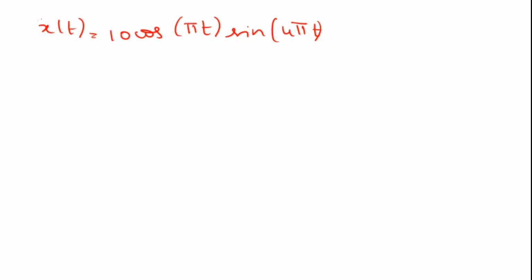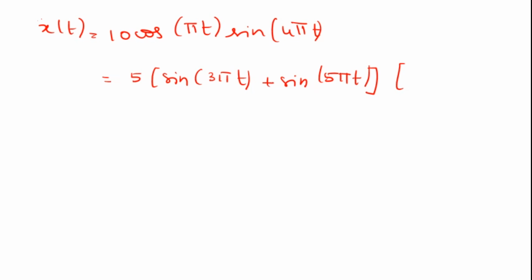Next problem, x of t is equal to 10 times cos of pi t into sin of 4 times pi into t, which is equal to 5 into sin of 3 pi t plus sin of 5 pi t. This is by applying the sin A cos B formula.